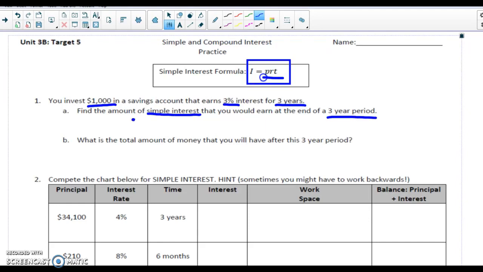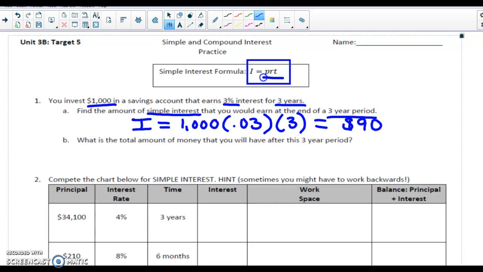All you're going to do is say my interest is equal to the principal, that's my starting amount, which is 1,000, times 3%, but I have to write that as a decimal. You could divide by 100 or move it twice. So 0.03 times how many years, which is 3 years. If you type that whole thing into your calculator, it'll say $90. Make sure you add the dollar sign because it'll just say 90. What that means is if I put $1,000 into a savings account and I get 3%, after 3 years I will have made $90.